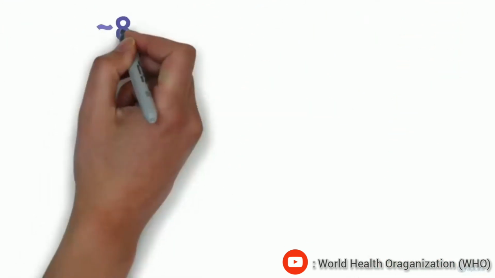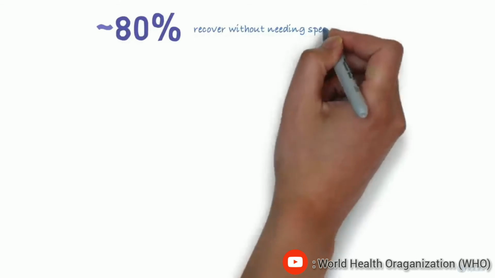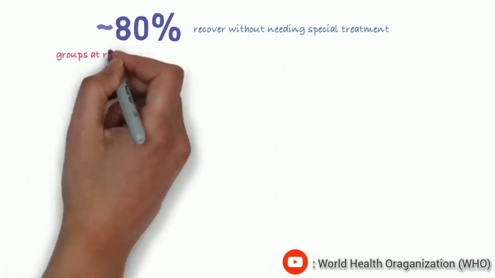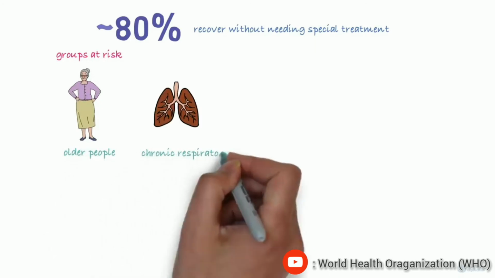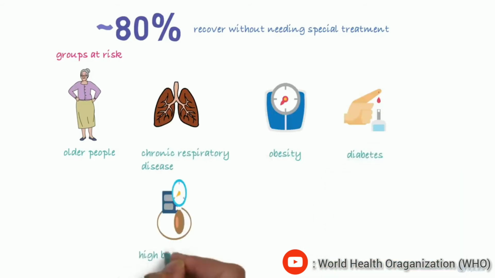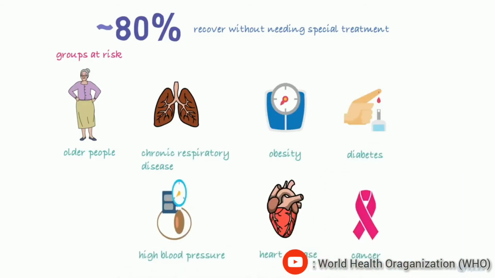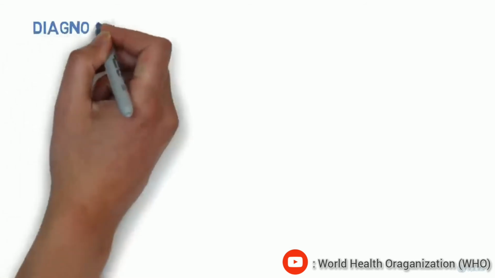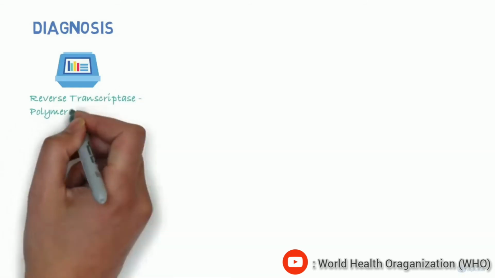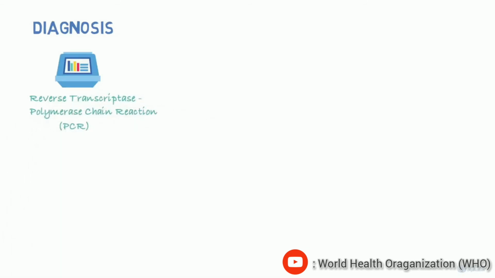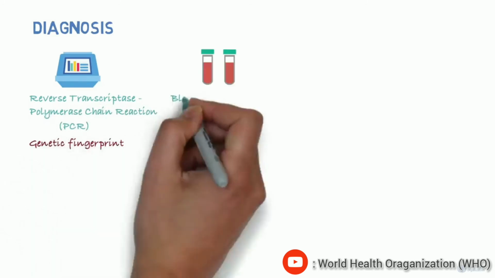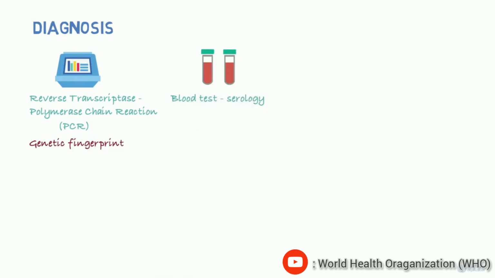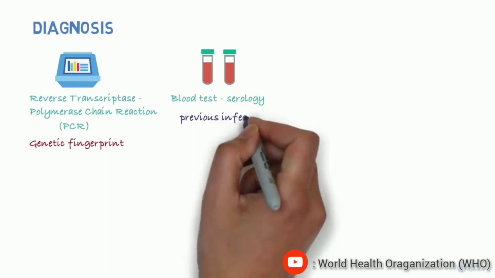About 80% of cases recover from the disease without needing special treatment. But there are some people who are at risk of serious illness. They include older people or people with underlying medical problems, such as chronic respiratory disease, obesity, diabetes, high blood pressure, heart disease, or cancer. How can we tell whether someone is infected? The infection is commonly diagnosed by a test called reverse transcriptase polymerase chain reaction, generally known as PCR. This test identifies the virus based on its genetic fingerprint. There's also a blood test that can check for antibodies against the virus, which may show that someone was infected in the past. How is it treated?